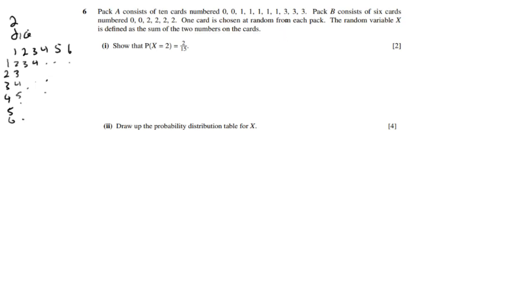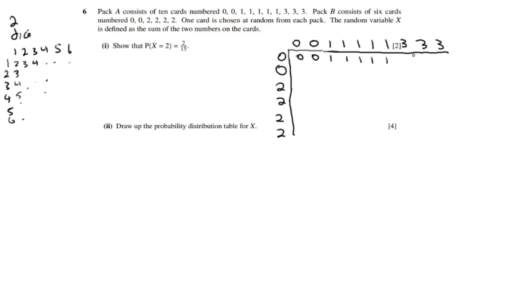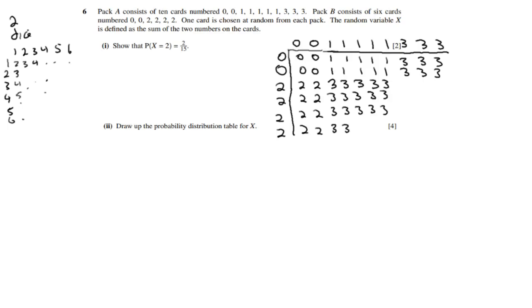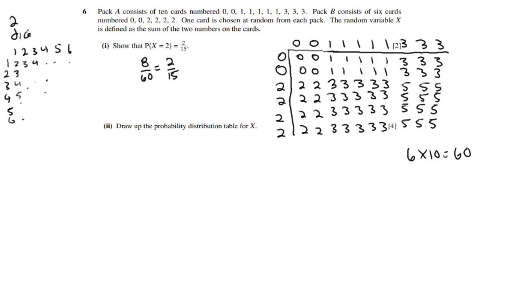And initially it looks like it's going to be a real pain because there's so many of them, but the numbers have been chosen on purpose to make it not that difficult. And when you add these together, you'll see that they start developing patterns, and you can kind of anticipate where they're going to go. But anyway, it's pretty easy to fill out. Once I've done that, I know that I've got 6 times 10, or 60 possibilities. And so if I take a look, I've got 8 out of 60, or 2 over 15, 2s.